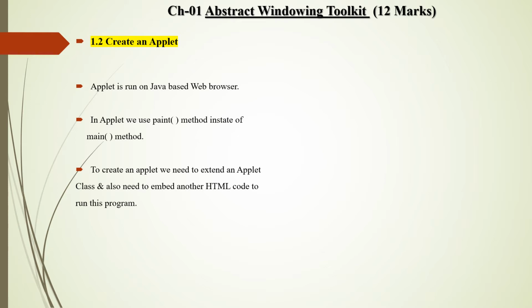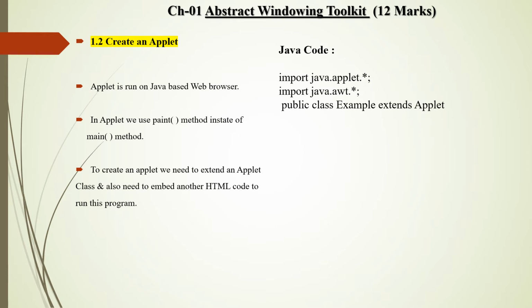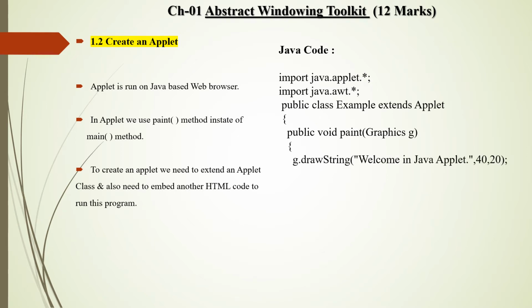We see one example of an applet in Java code. First we import two packages, that is java.applet and java.awt. Next we create one class, public class Example. Example is the name of the class, which extends the Applet class. Then we use the public void paint method, and in the paint method the one parameter is an object of the Graphics class. Then we use the drawString method. drawString is one method of the Graphics class which is used to draw some string on the applet.